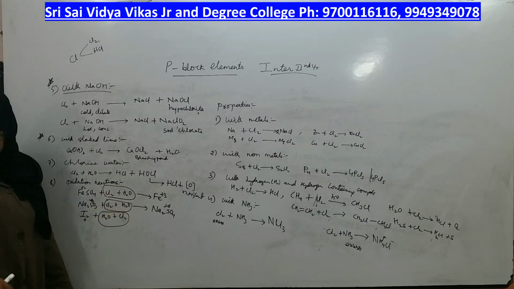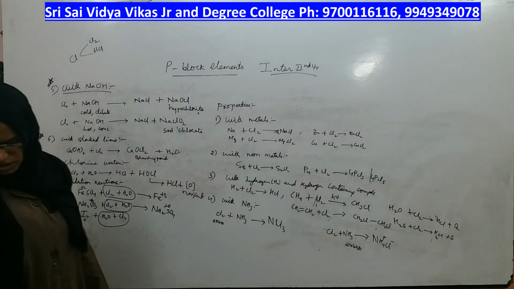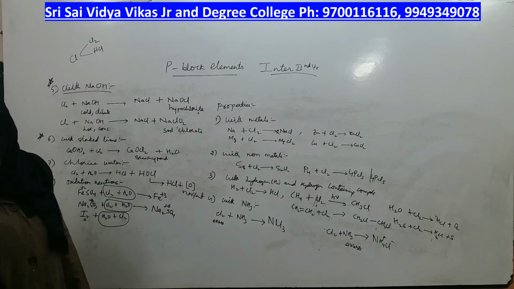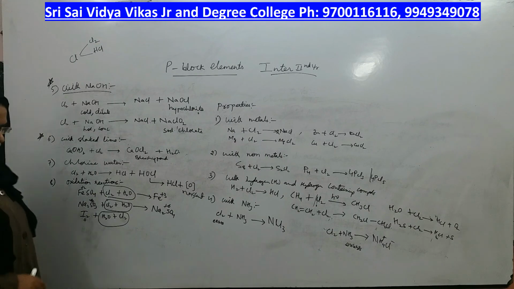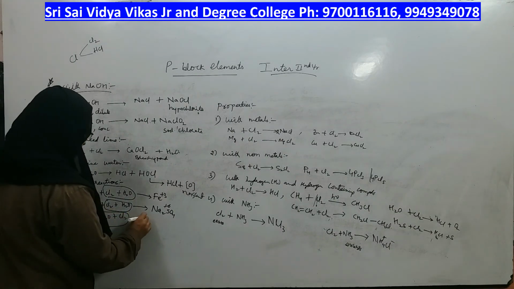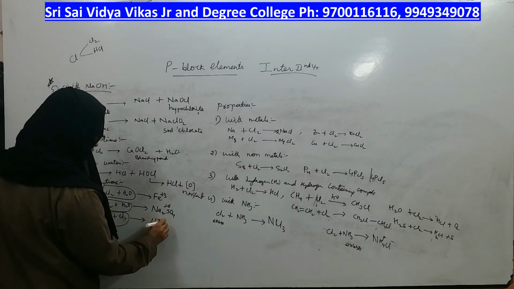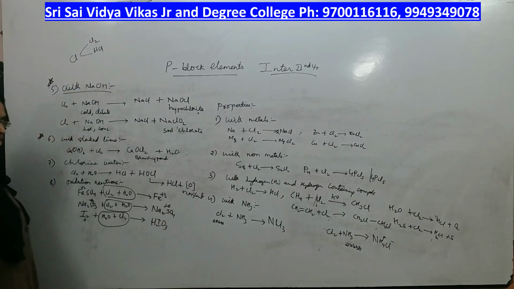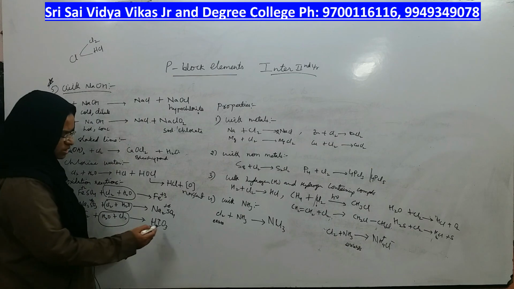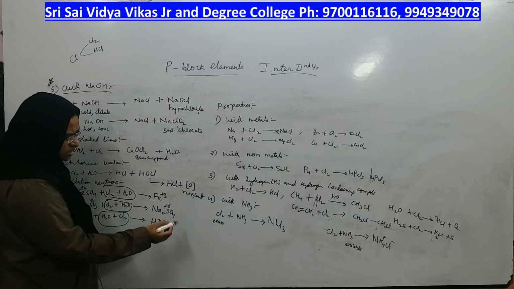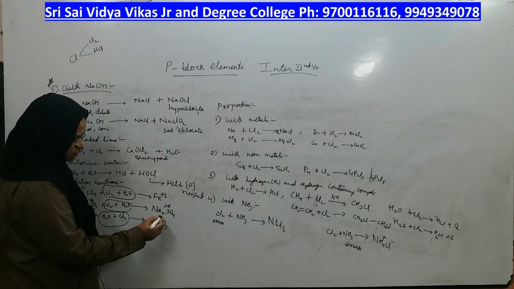Coming to iodine. How is chlorine water oxidizing iodine gas? By converting iodine into iodic acid. In iodic acid, what is the oxidation state of iodine? 6 minus 1, that means plus 5.